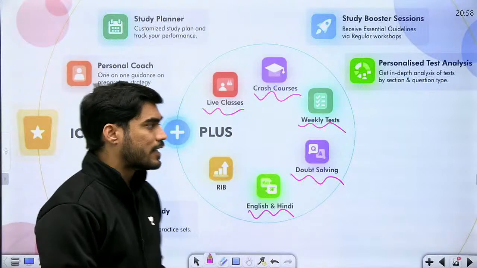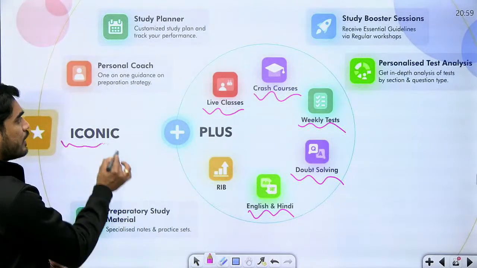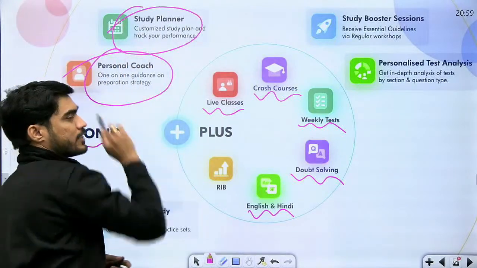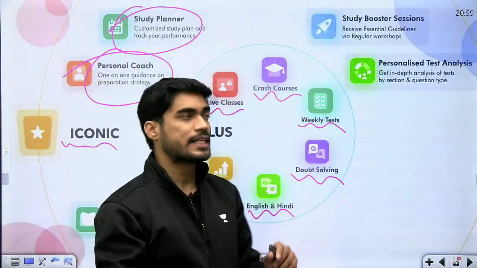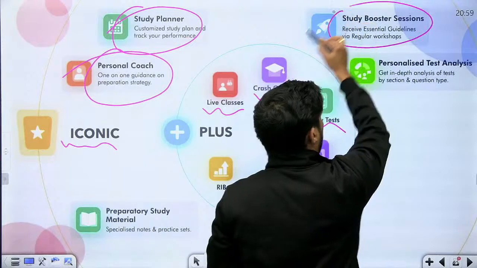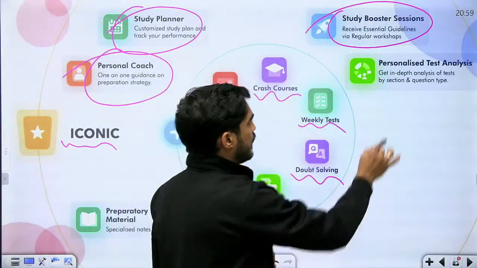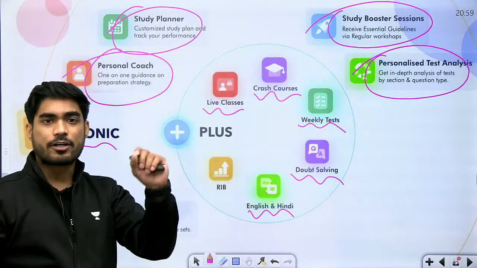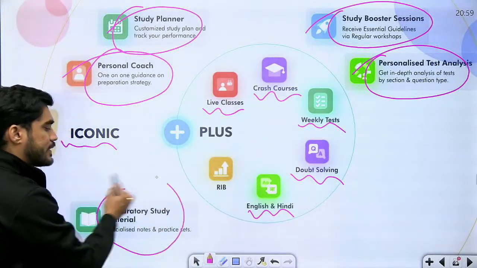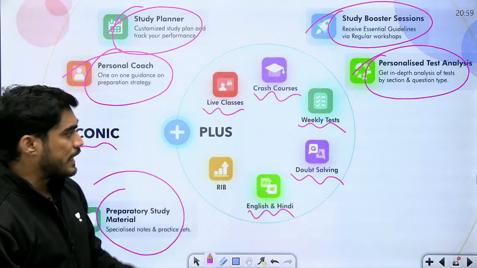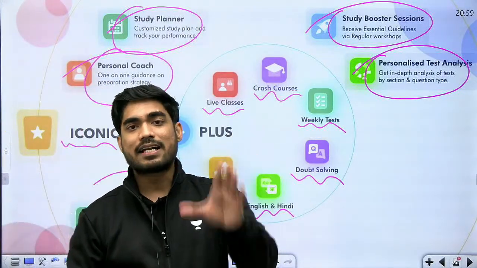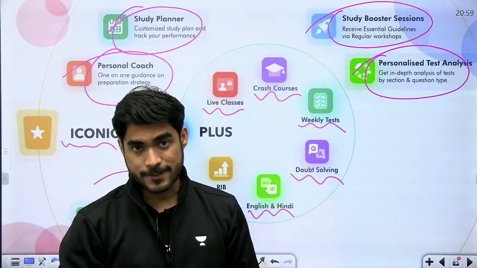And one step ahead of this is Iconic subscription, where you get a personal coach who will plan your entire schedule. पूरा आपको schedule बना के दिया जाएगा, who will take one-on-one sessions, who will analyze your test score, what you did right, what you did wrong, and who will prepare study material for you. So Unacademy Plus and Unacademy Iconic subscription will get you that guidance of experts.